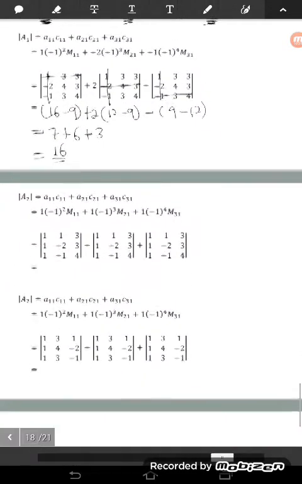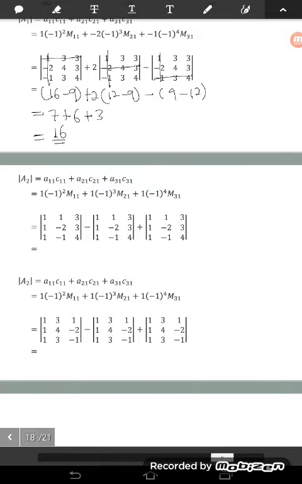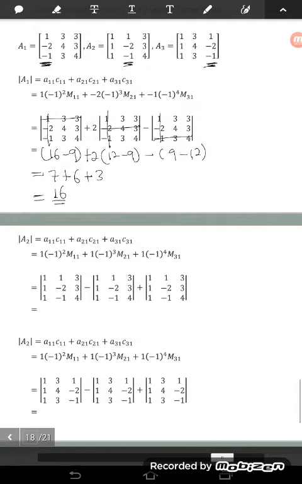Okay, so next find the determinant of A2. A2 is also the same, I use the first column. Saya gunakan kolom pertama. So nak pakai yang lain-lain pun boleh, row 1 ke row 2, row 3 pun boleh. Saya gunakan kolom pertama sebab dia satu-satu lah, senang.